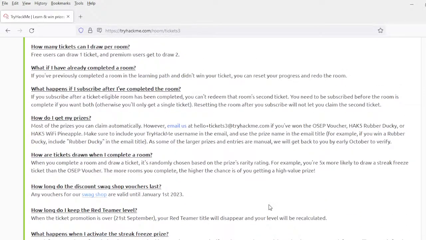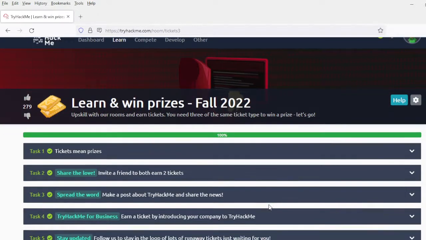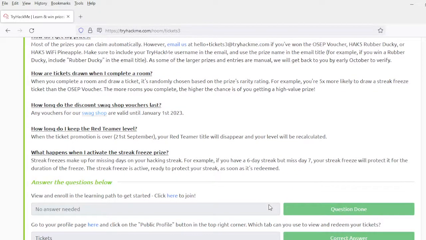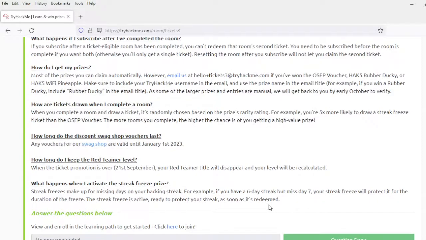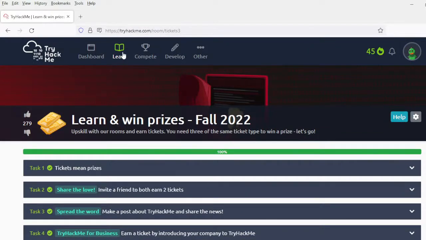One thing to note here, if you already did a room, you can reset your points and do it again to get the ticket. And the second thing, you can get two tickets per room if you have a premium subscription versus one ticket, so for a free account, you need to work at least twice as hard. Most of the big prizes are already gone, so if you're in it for the prizes, not so interesting. Let's look at the actual learning path.